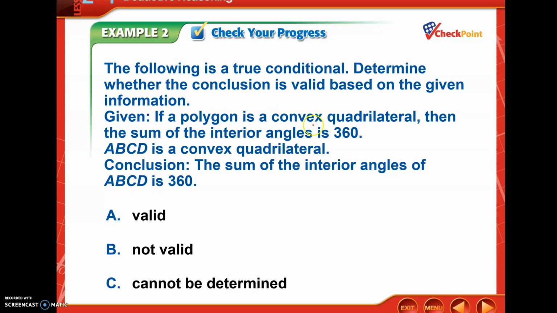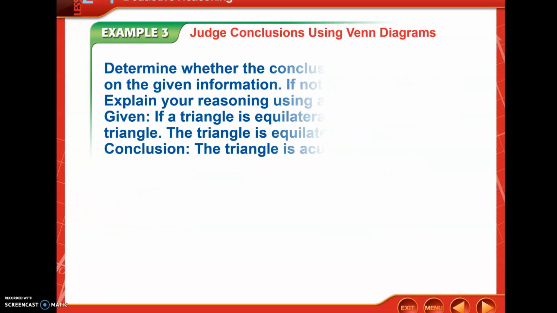So if a polygon is a convex quadrilateral, then the sum of the interior angles is 360. So I need this if, convex quadrilateral, to happen. So ABCD is a convex quadrilateral. So now I can conclude the sum of the interior angles is 360. Nothing else, just what it says. That's valid because the if came true, so I concluded the then. We made the conclusion of the then.